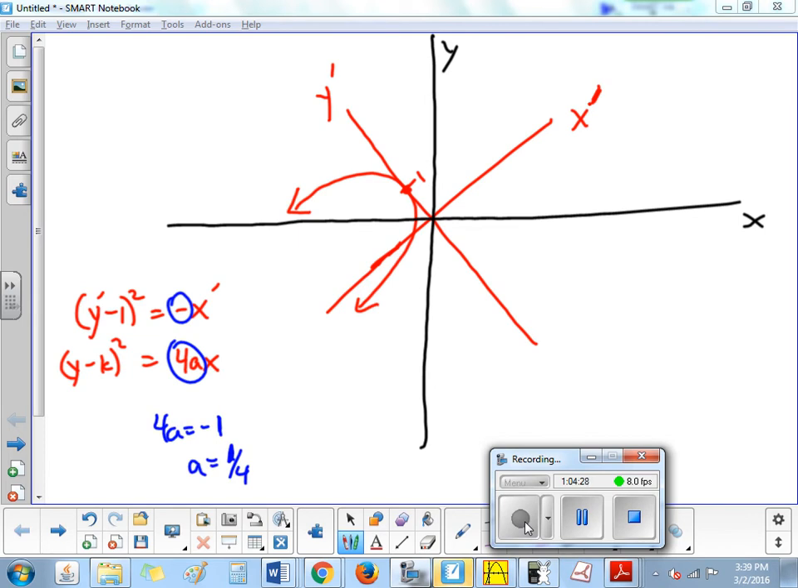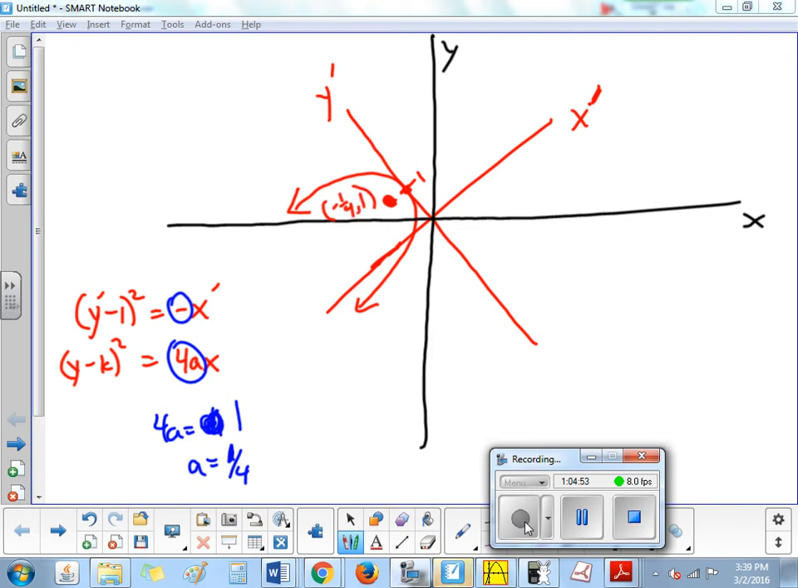So I shouldn't have included that in negative. I'll just make it 4a is 1, meaning a is 1/4. Okay, so 1/4 space away from the vertex is our focal point. So the coordinates, if you're giving this like x prime, y prime coordinates, it's just the point negative 1/4, comma 1. Negative 1/4, comma 1.